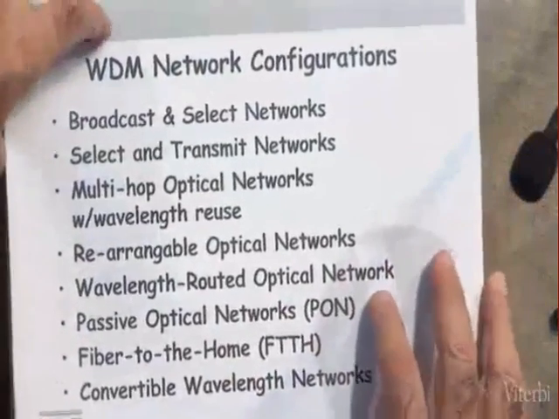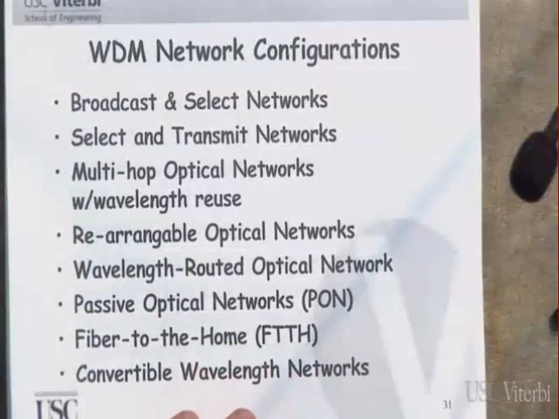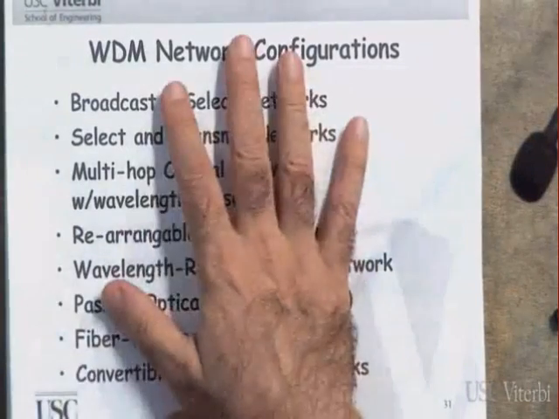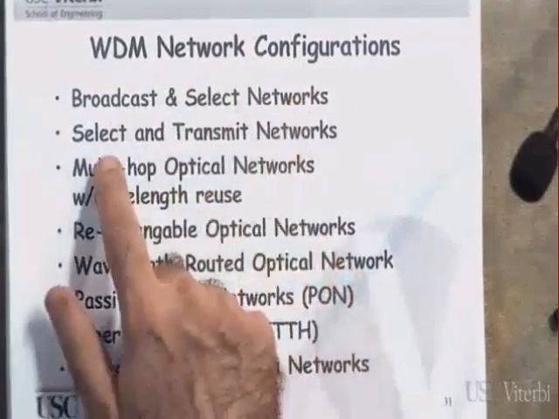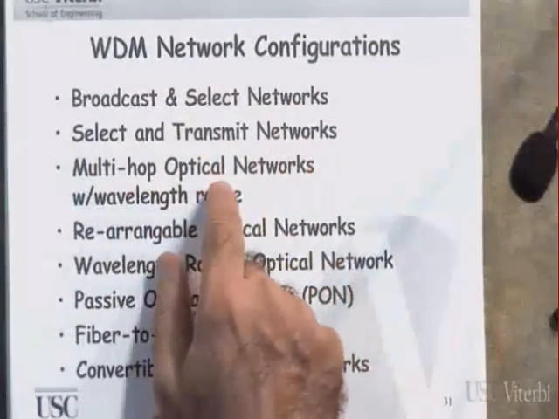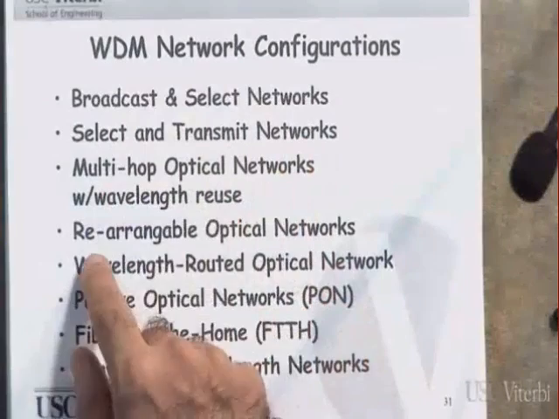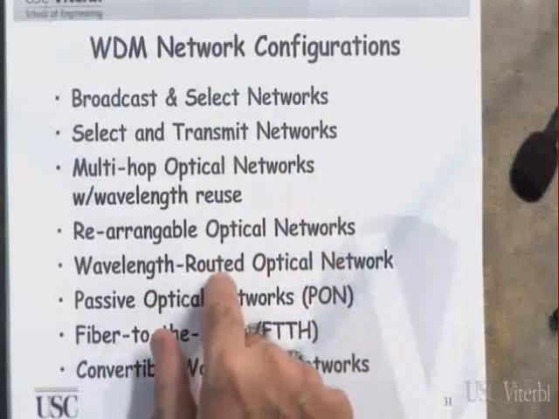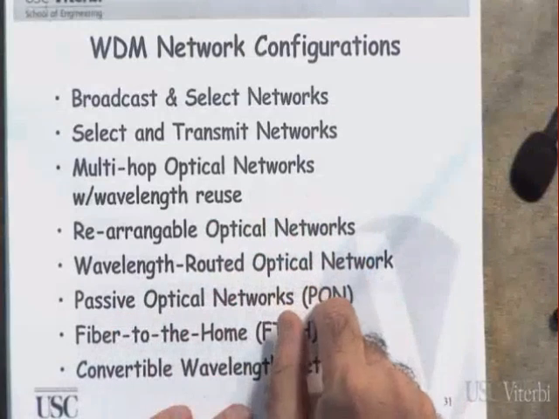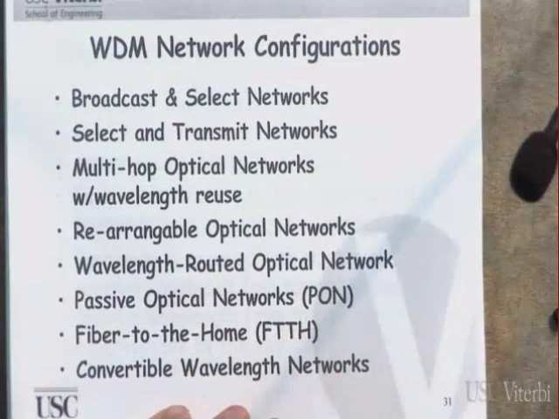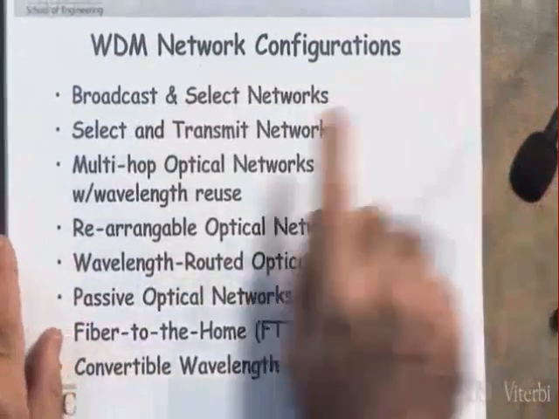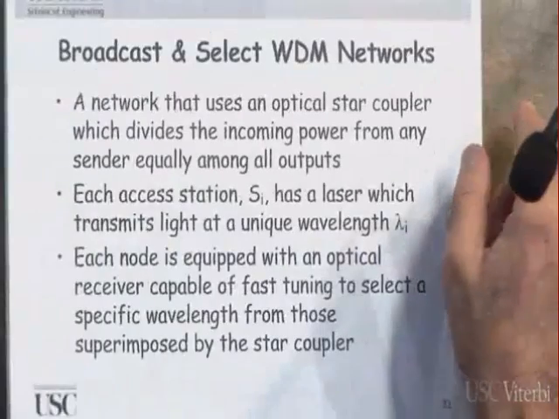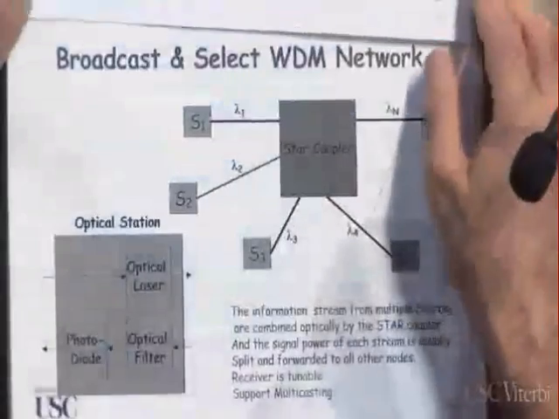Now, let's look at the network configurations. Different configurations for the wavelength division multiplexing. And this is what we are going to study for the next week or two. Broadcast and select network, select and transmit network, multi-hop optical networks with wavelength reuse, rearrangeable optical networks, wavelength routed optical networks, passive optical networks, FTTH, fiber to the home, and then convertible wavelength networks. We will see all of these as we move along. Let's start with the broadcast and select. Let's see if you can help me, and see the diagram here and read the charts at the same time.